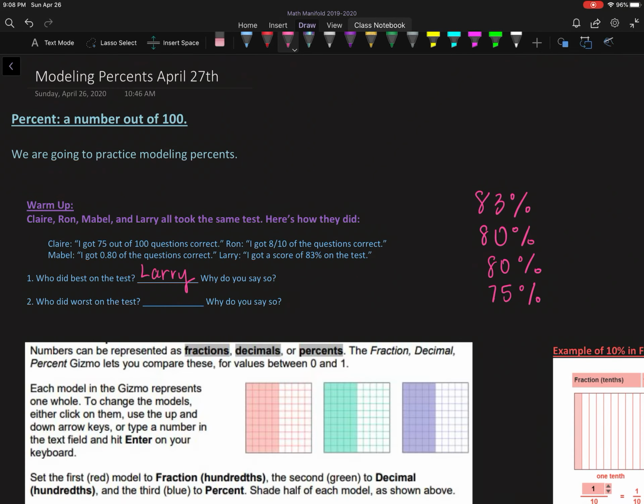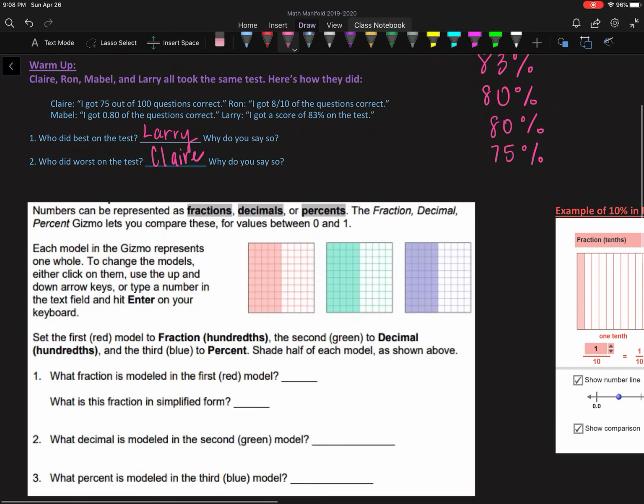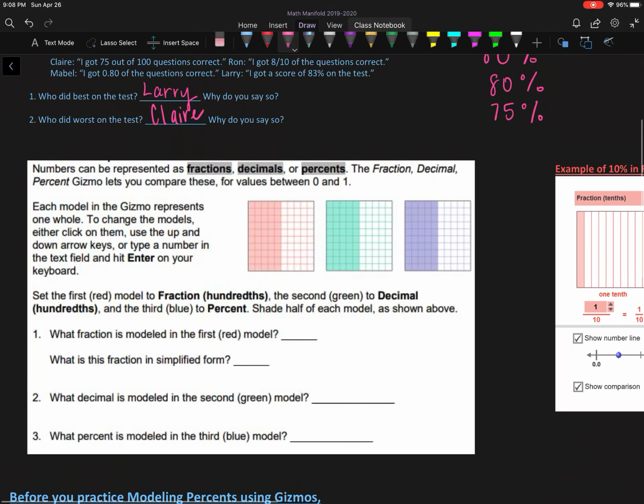Who received the worst score on the test? Well, that would have been Claire, because she received a 75%, which was the lowest of the four scores. So let's look at this example here.